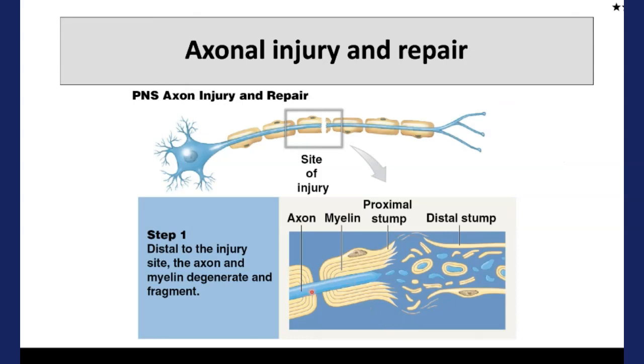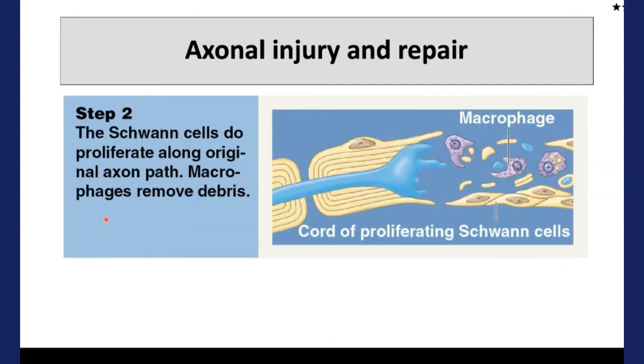So as you can see here, here's the axon. If that axon is damaged in some way or another, we're going to get a regeneration of the axon and a regeneration of the myelin sheath as well. And so we're going to take a look at that process. Here we can see that Schwann cells are capable of proliferating, and they're going to proliferate along the original path. Notice the macrophages destroying the debris. That's actually an important process in any kind of tissue repair, is to get rid of the necrotic and damaged tissue.